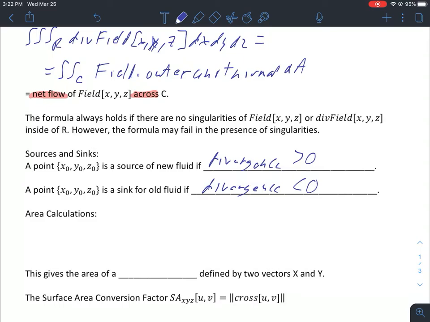Area calculations, a couple ways that we can do this. We can do the magnitude of the cross product of two vectors, or we can do magnitude x, magnitude y, sine theta. Both of those will give us the area of a parallelogram defined by two vectors x and y.